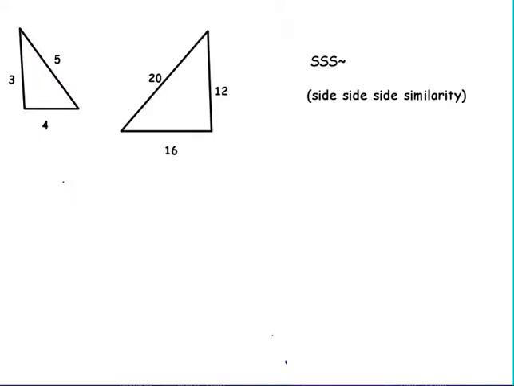Okay, last theorem is side, side, side. And you just have to check to make sure all three sides are proportional. So you want to take the smallest with the smallest. Okay, so 3 over 12 reduces to 1/4. And you want to take the middle with the middle. So 4 over 16 is 1/4 as well. And the biggest number with the biggest number, which is 5 over 20, which also reduces to 1/4. When all three sides have the same scale factor, then they're going to be similar.